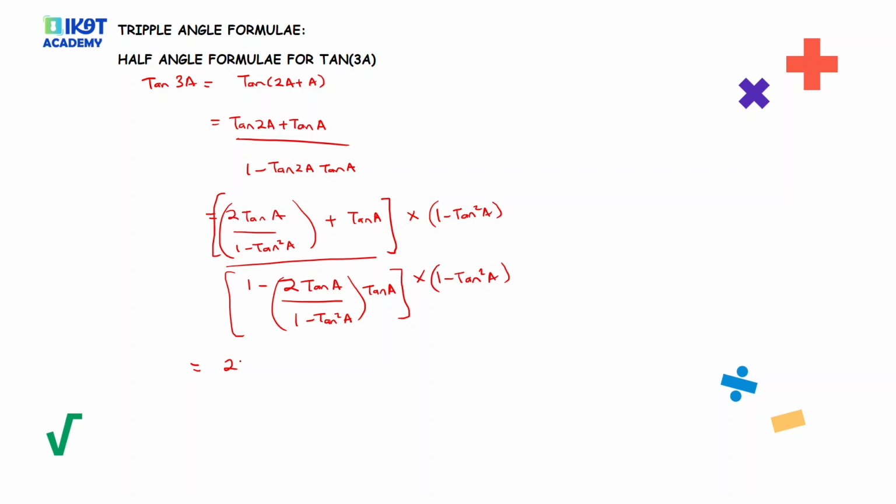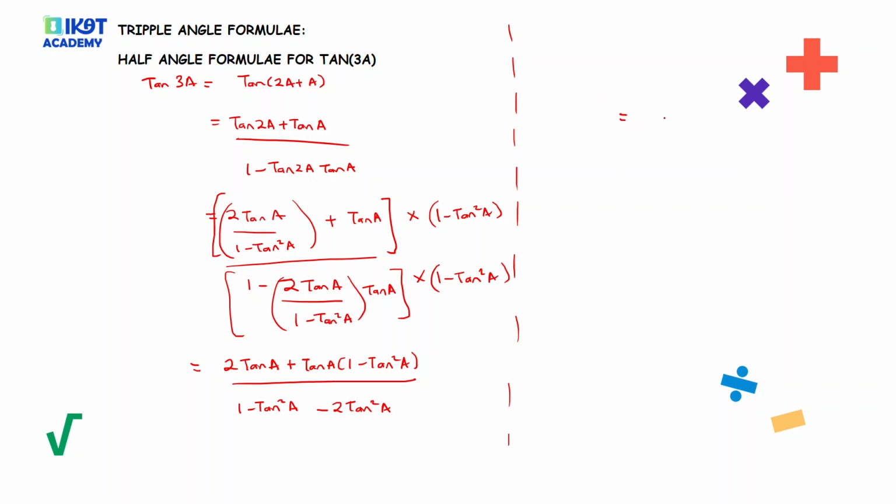That's why we get 2 tan a plus tan a into 1 minus tan squared a. Then down here, 1 will become 1 minus tan squared a. Then it should be minus 2 tan squared a, since this will cancel with that. So now I can continue from the side here. This will be equals to 2 tan a plus tan a minus tan cubed a out of 1 minus 3 tan squared a.